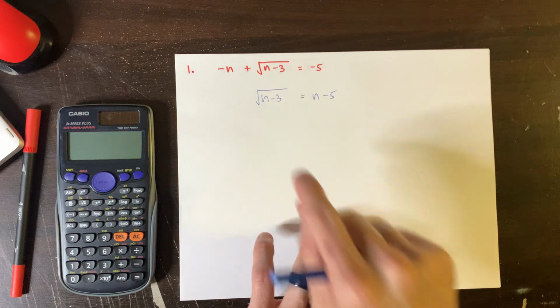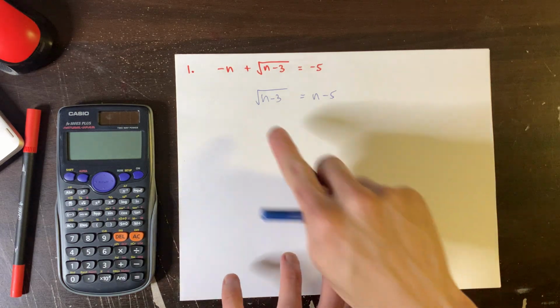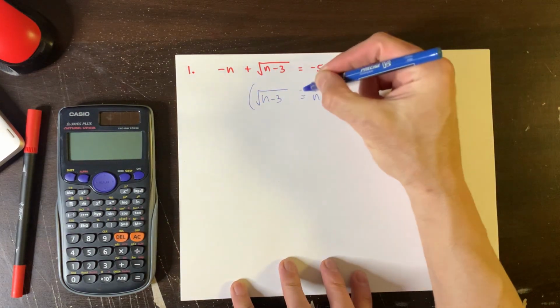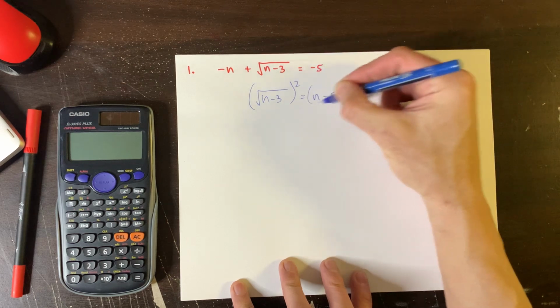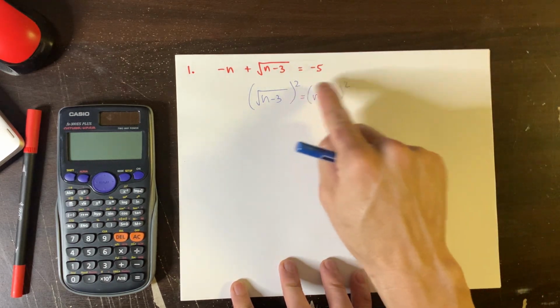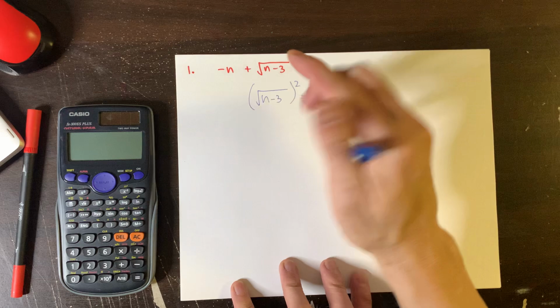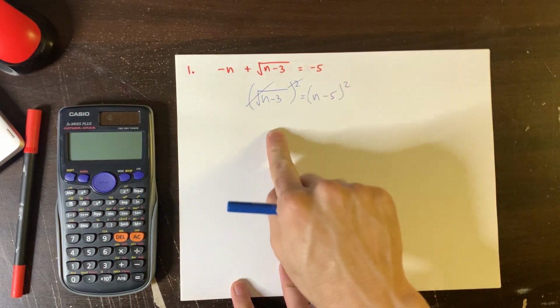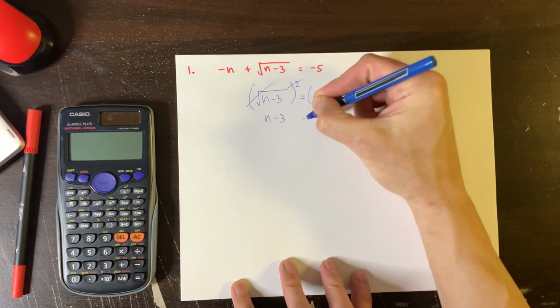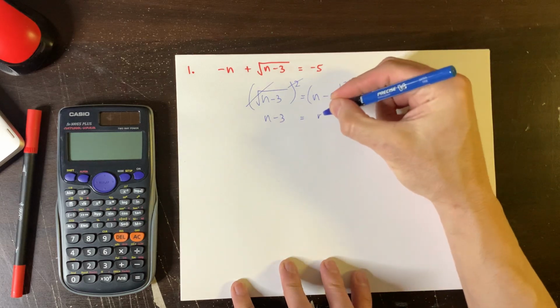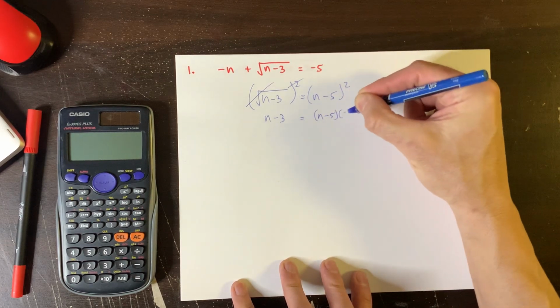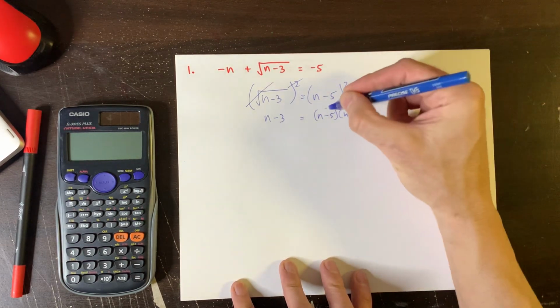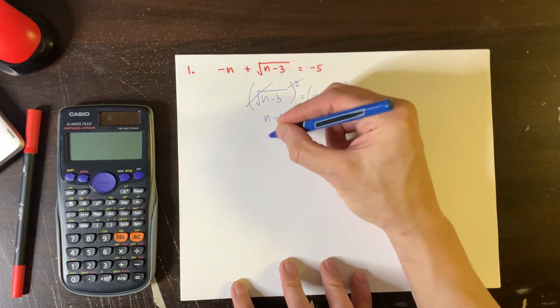You always want to get the square root alone if possible, because once the square root is alone, you can get rid of the square root by squaring. But of course, that means you have to do it to both sides, because the square knocks out the square root. So really it's just n minus 3 that falls. But here, that's n minus 5 squared, which is n minus 5 times n minus 5. So you have to expand this.